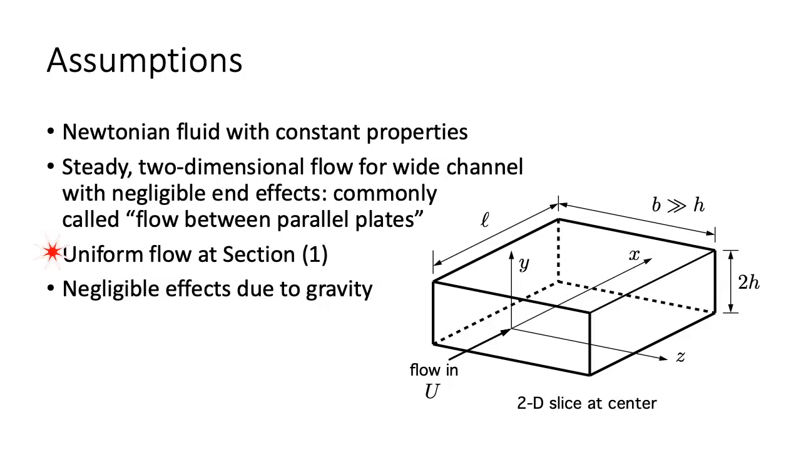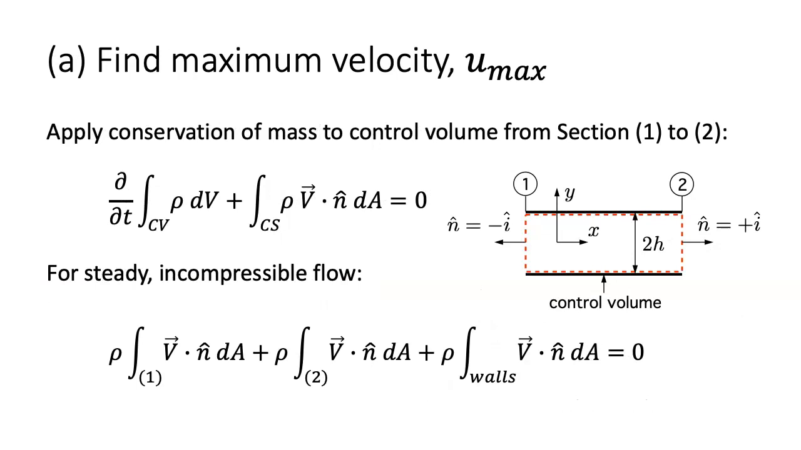Third, for our well-rounded inlet, we assume that the flow is uniform at section 1. Fourth, we assume negligible end effects due to gravity. For part A, evaluate the maximum velocity at section 2. Because we are solving for an unknown velocity, we need to apply conservation of mass. Also, since we are already given the velocity distribution at the exit, we can use an integral analysis to solve for our single unknown maximum velocity.